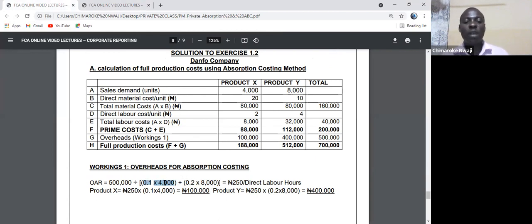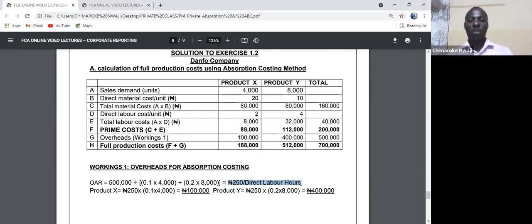Remember, 0.1 times 4,000 gives me 400. 0.2 times 8,000 gives me 1,600. So I'll add my 400 to my 1,600. I have 2,000. So it simply means 500,000 divided by 2,000, that gives me 250. That means 250 naira per direct labor hour is my overhead absorption rate.